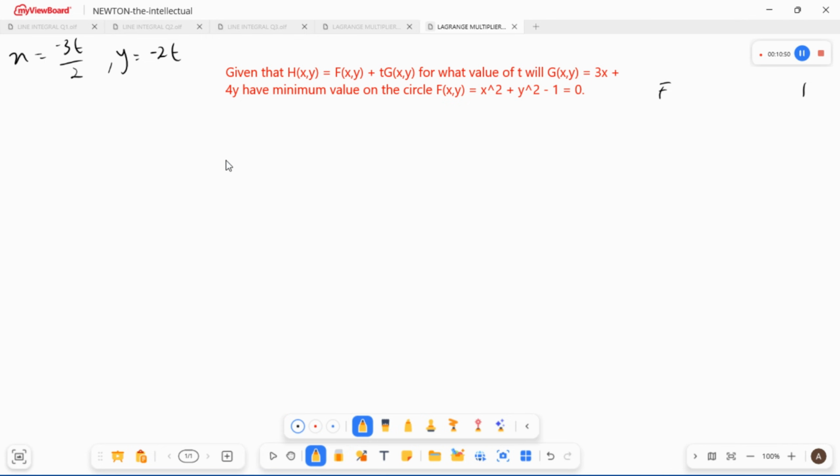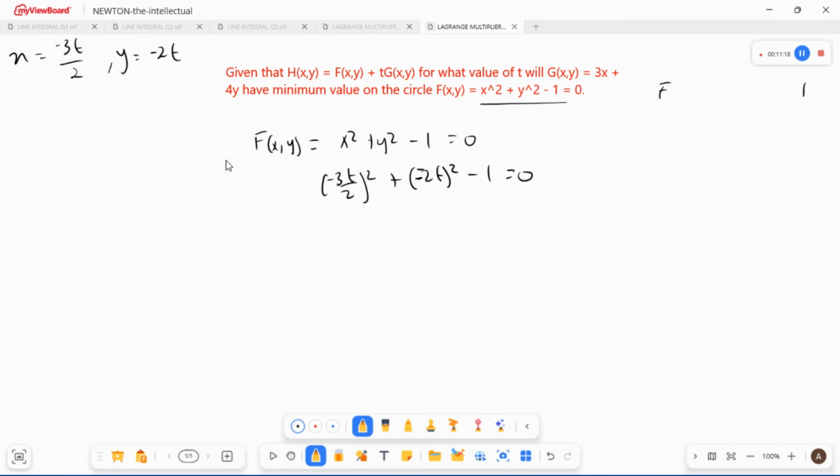But basically we're looking for t. Remember, just like the first example that we did, when we have x and y, we put it back in the constraint, right? And the constraint is the one that has a constant. Like we check, this is the one that has a constant. We have f of x, y is equal to x squared plus y squared minus 1 equals 0. So we're going to plug in x here. That will be minus 3t over 2 squared plus minus 2t squared minus 1 equals 0.